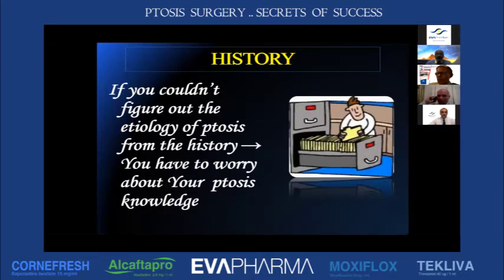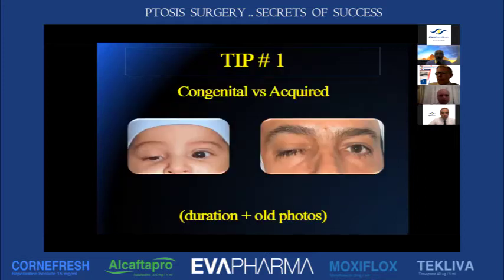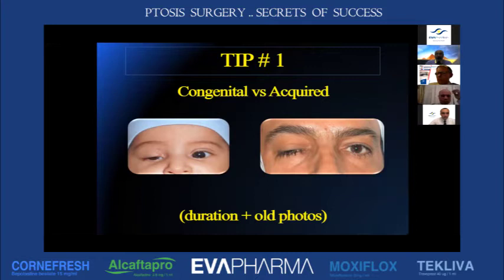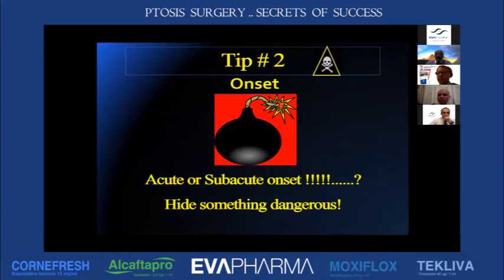So I'm going to start with the history. It is very important to remember that if you could not figure out the etiology of ptosis from the history, you have to worry about your ptosis knowledge. The first question, and simple to answer, is it congenital or acquired? If the child is coming early or the patient is coming late, it is very easy. But sometimes, especially in mild ptosis, you have to ask for all the photos to see if the patient has some congenital element. The second, and actually most important, is the onset.